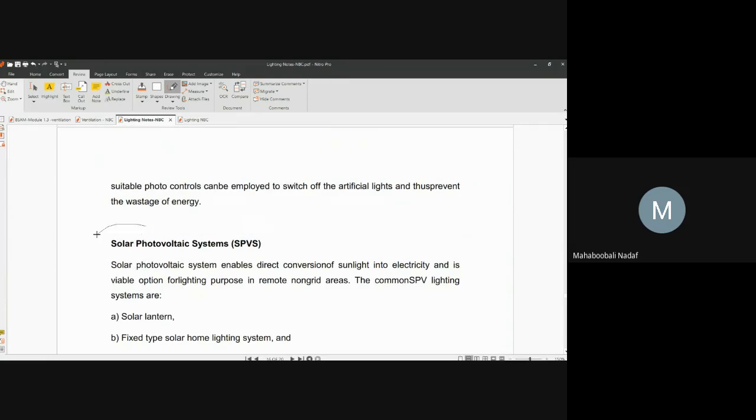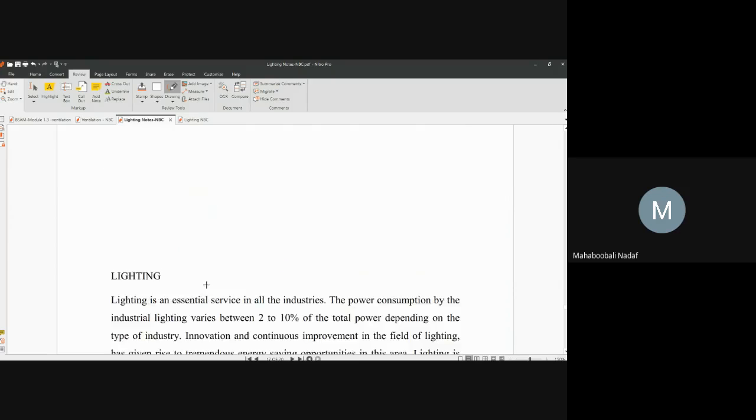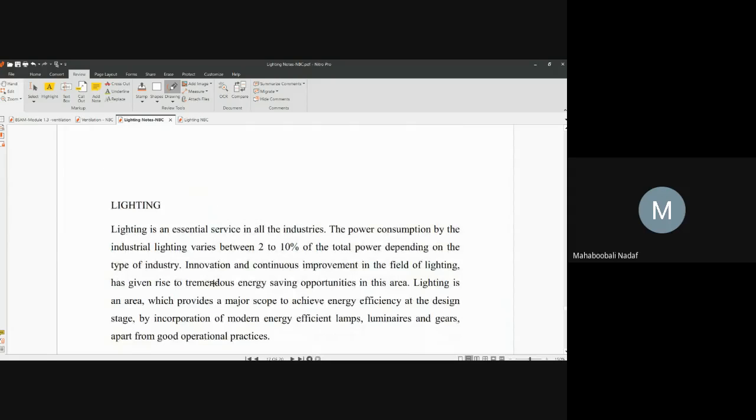And what is the last one? Solar photovoltaic system. These convert normal daylight solar energy into artificial light energy during night or whenever it is required. So these can be used in solar lanterns, in homes, in street lighting. All of these things can be utilized. Is that okay?